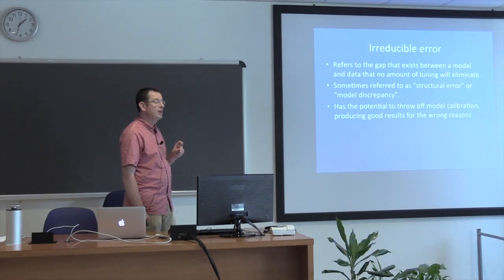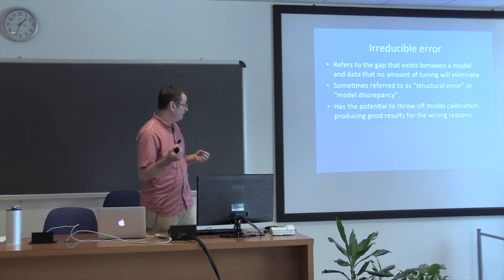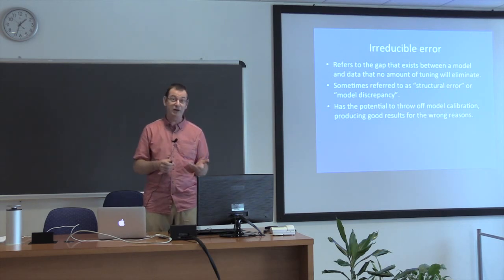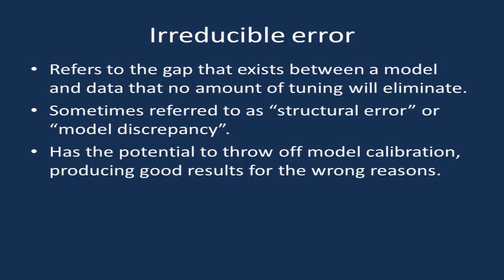If there is this discrepancy, we know that when you're trying to fit a model to data in the presence of a discrepancy, you can basically adjust the parameters to better match your data for the wrong reasons. That would throw off model calibration, which refers to using Bayesian inference to infer those parameters, and it implies an uncertainty distribution about those parameters. So the ability to do model calibration is thrown off by these irreducible errors, which we know exist.